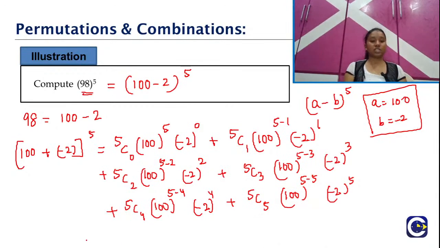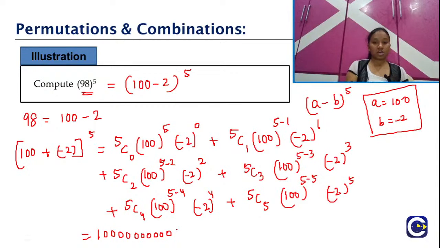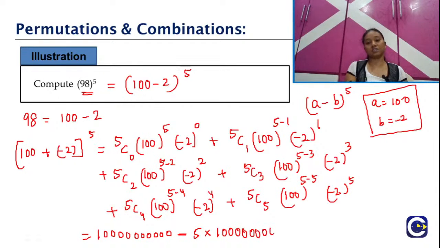So 5C0 will obviously be 1. So 100 power 5 will be 10 followed by zeros: 1, 2, 3, 4, 5, 6, 7, 8, 9, 10. And here (-2) power 0 will become 1. So 100 power 4, and that means 5C1 will be 5. So 5 into 100 power 4, that means 1, 2, 3, 4, 5, 6, 7, 8. And then here (-2) whole square will be positive. So here it will be plus.